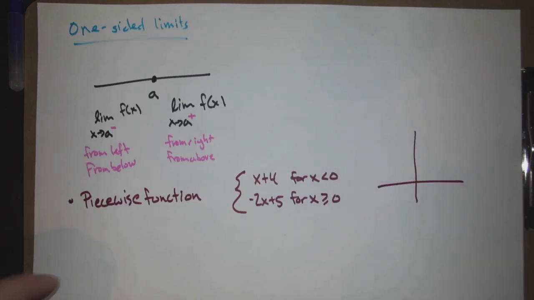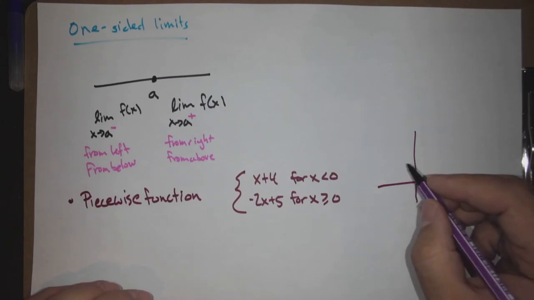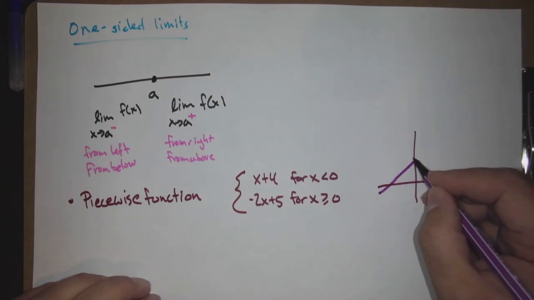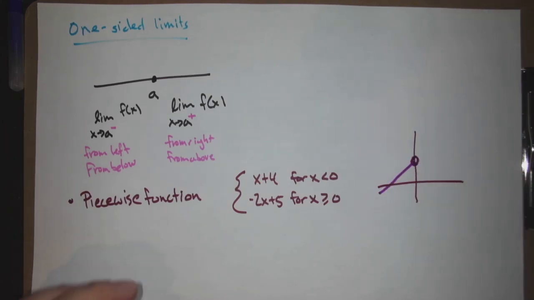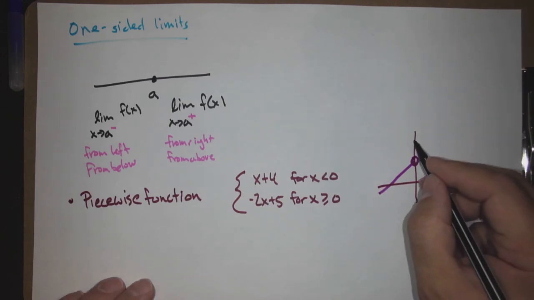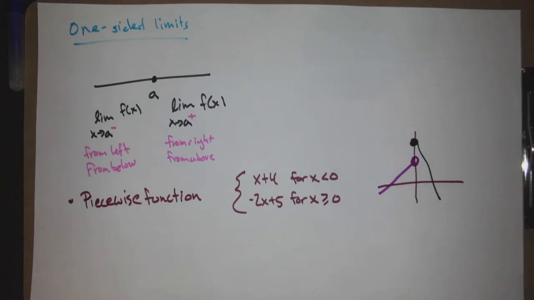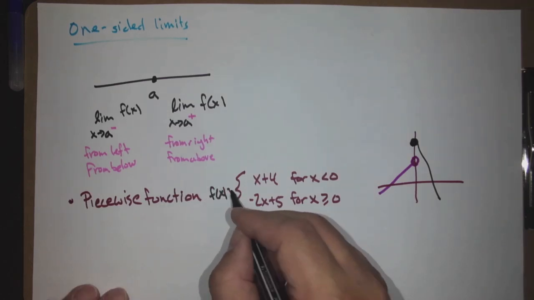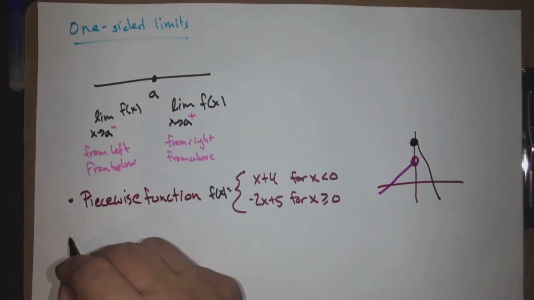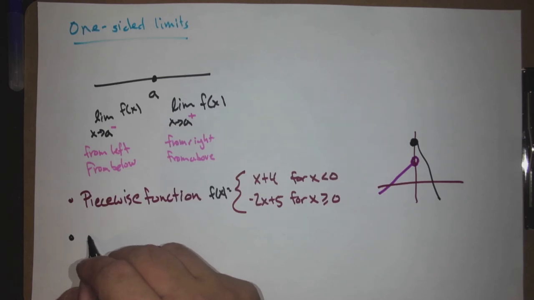So in that case, what do I look like? Well, I look like x plus 4 below 0. Notice there's an open circle. And then I look like minus 2x plus 5 if I'm above 0. So I look like that. So that's one reason. We'll talk about this in a second here. We'll work through it. There's a second reason, which is just might be undefined on one side.